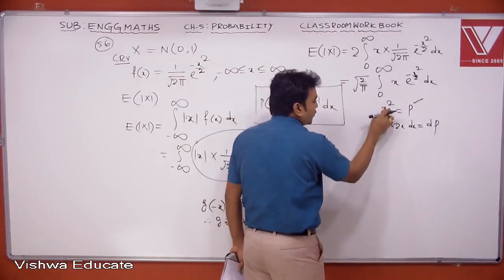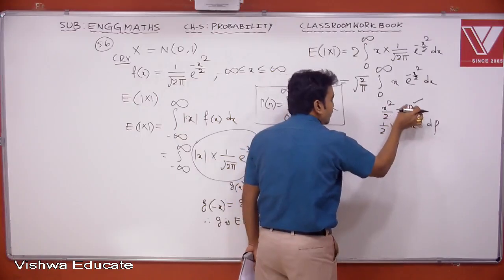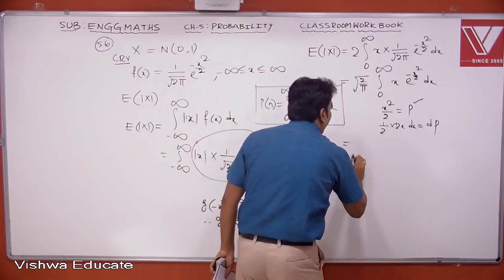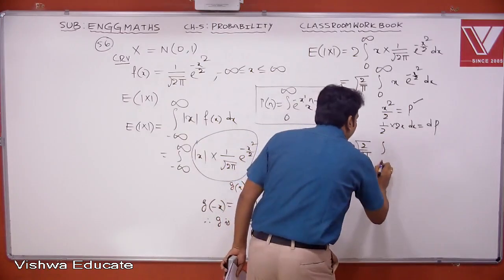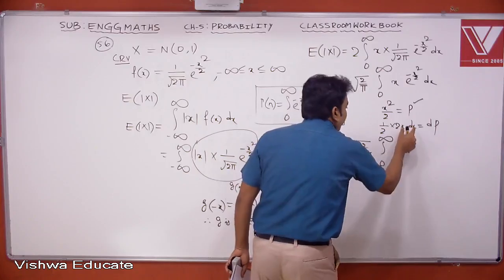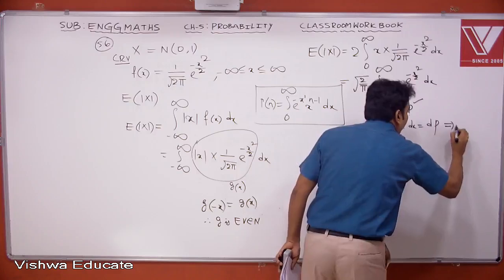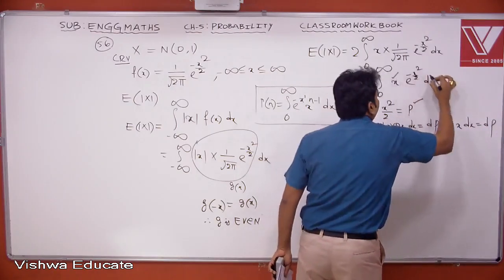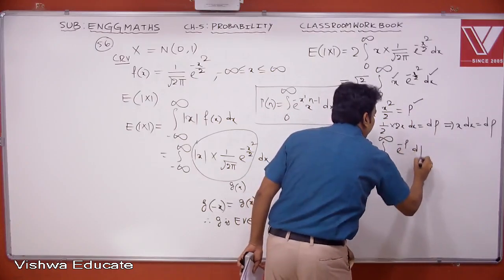Here lower limit is 0. 0 square by 2 is 0. Infinity square by 2 is infinity. So the same limits will work even for p also. Therefore this becomes square root of 2 by pi into integral 0 to infinity x dx. 2 will cancel, x dx. So this implies x dx equal to dp. So this x dx is to be replaced by dp. So this is e power minus p.